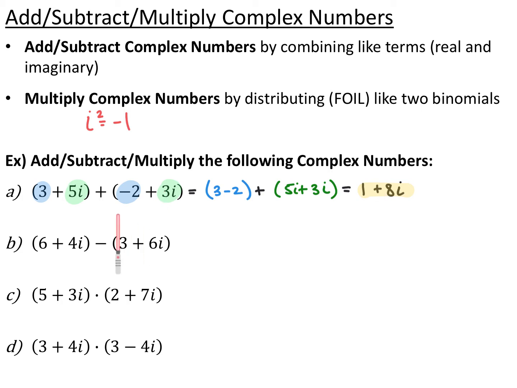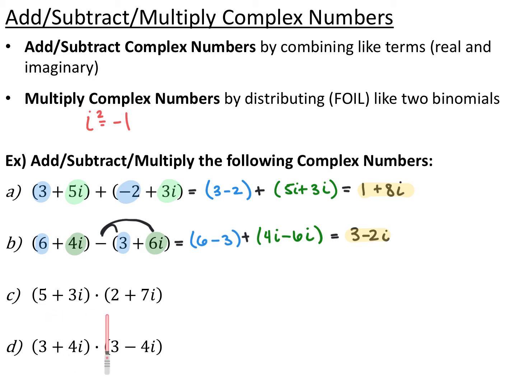So go ahead and pause the video and try the next one, 6 plus 4i minus 3 plus 6i. Same thing on this one, just make sure you're careful with this negative that it gets distributed to the 3 and the 6i. So you get 6 minus 3 is going to be 3 in the real part, and then 4i minus 6i is going to be -2 in the complex part.